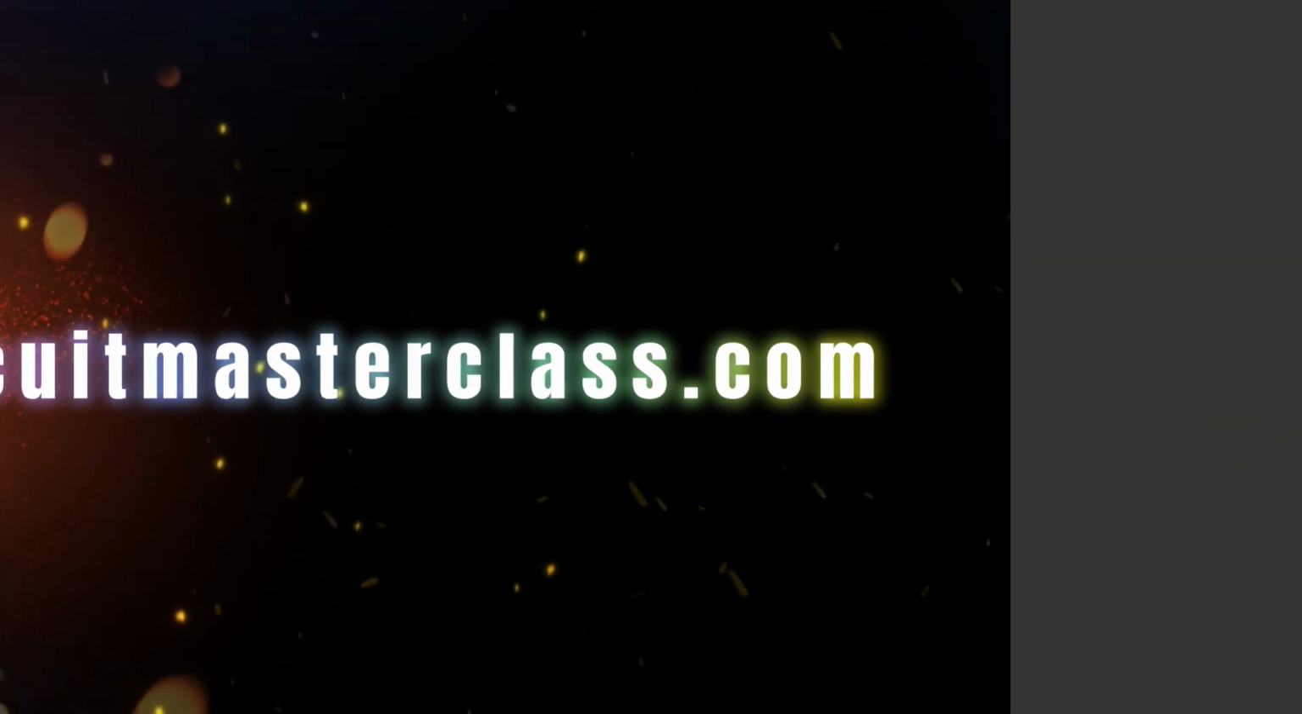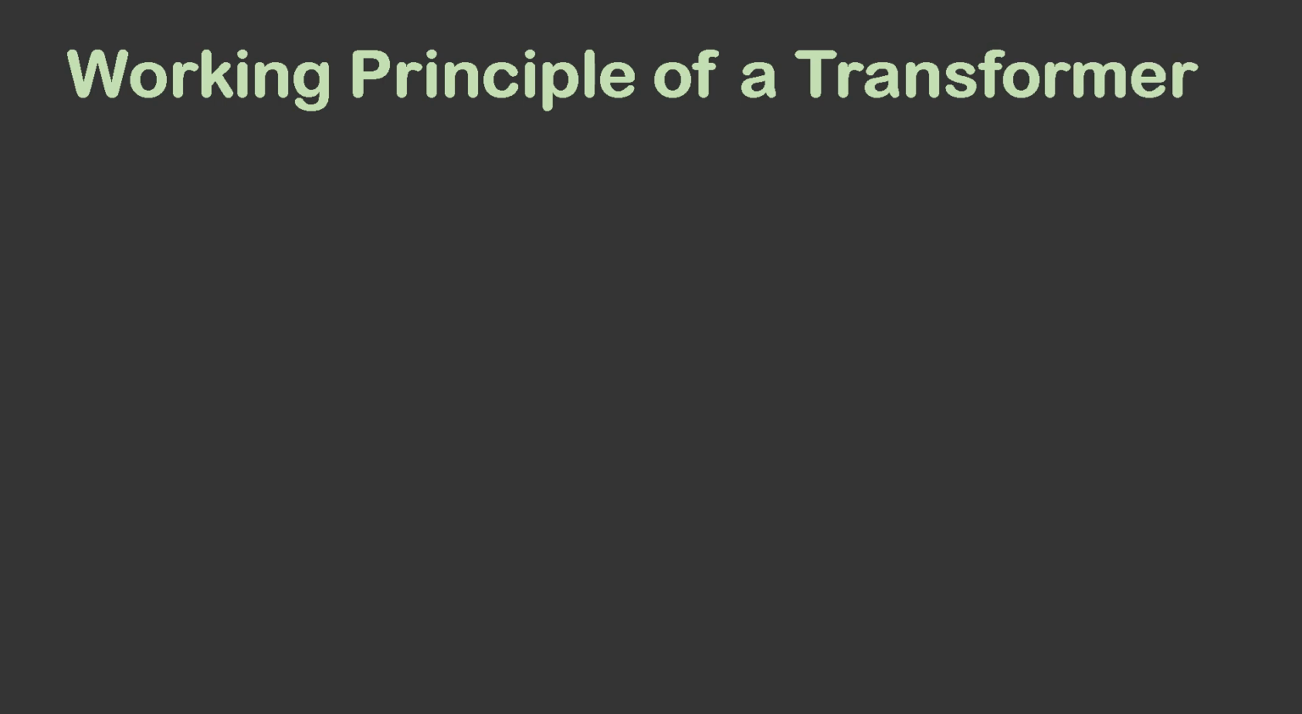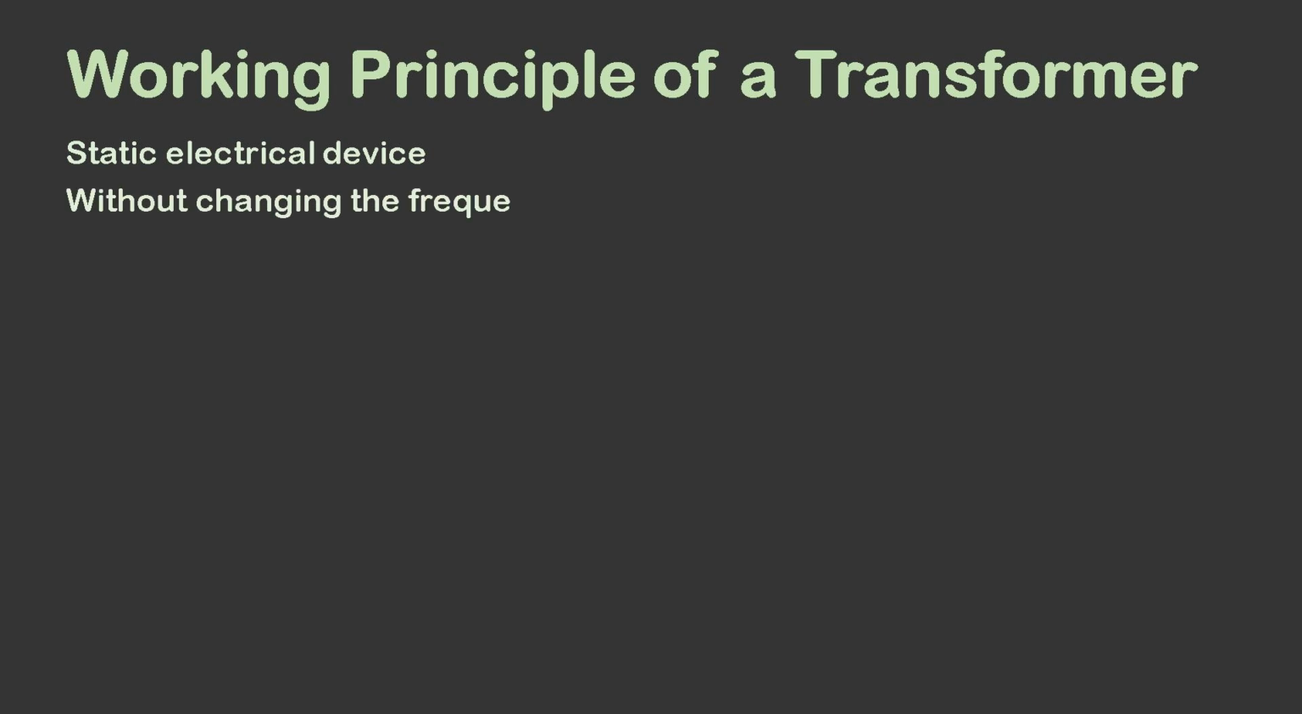Let's get started. Let us have a discussion on the working principle of a transformer. Before entering into the actual topic, let us define a transformer. The definition says, a transformer is a static electrical device that transfers electrical energy from one circuit to another without changing the frequency. A transformer is called a static device because none of its parts is movable for delivering its output.